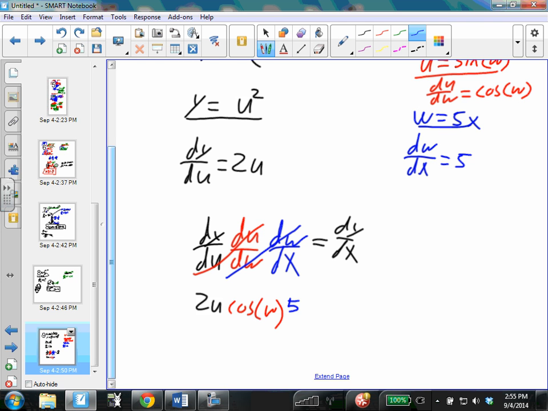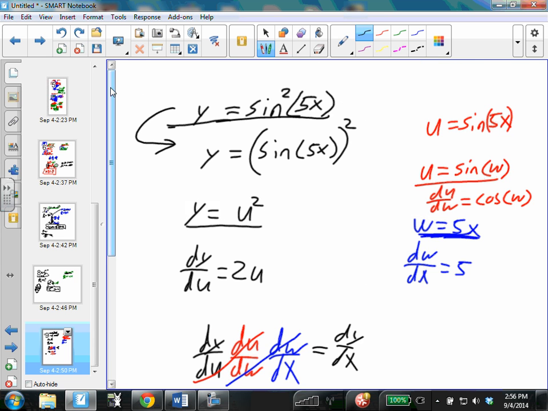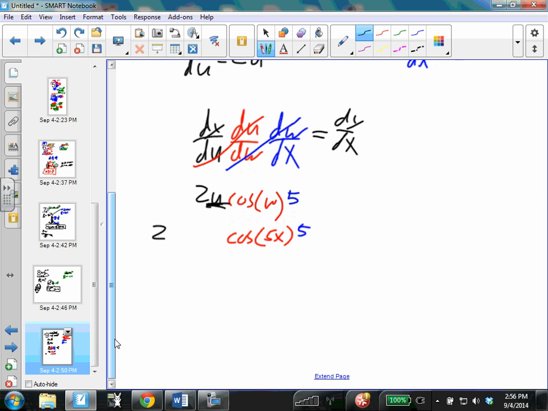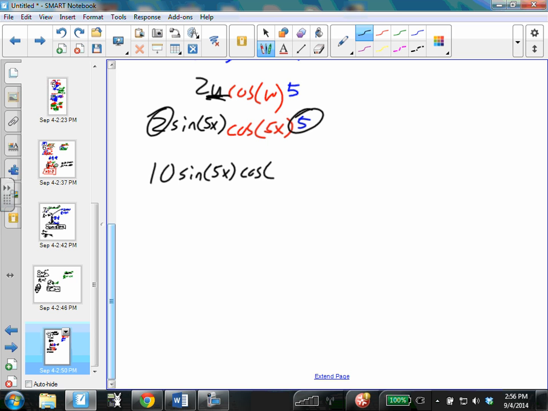Now remember, in my final result, I don't want a w and a u. I just want x's everywhere. So I'm going to go back and plug in for w. w is equal to 5x. So I'm going to have cosine of 5x times 5. And then over here, for 2u, I'm going to go back to the top. u is equal to sine of 5x. So for this u, I'm putting sine of 5x. And remember, just to clean things up for the end, I want to multiply my constants together. So there's a 5 and a 2. 5 times 2 is 10 times sine of 5x times the cosine of 5x. That's my derivative.